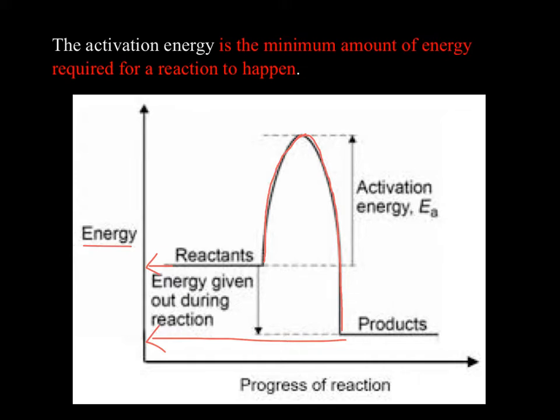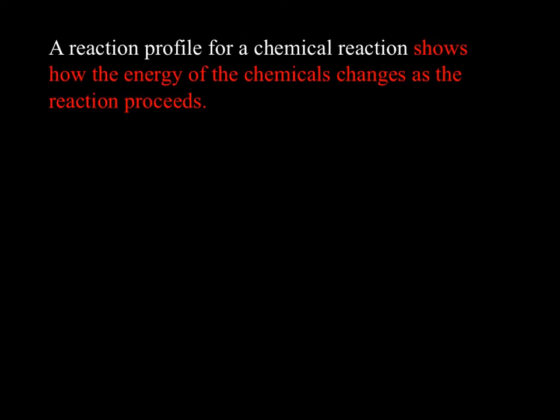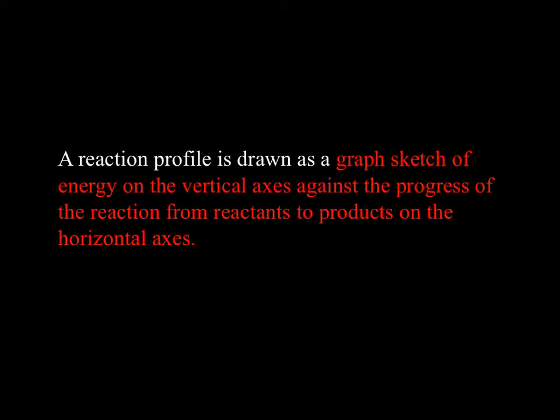So it's really the energy, like I've said, that's needed to break the bonds in the reactants. Now you're going to need to be able to draw one of these energy profile diagrams for both an exothermic and an endothermic reaction. But before that, we're going to write into your notes that a reaction profile for a chemical reaction shows how the energy of the chemicals change as the reaction proceeds. And remember, you can pause the video as you need to. We're going to go on then to say that the reaction profile is drawn as a graph sketch of energy on the vertical axis against the progress of the reaction from reactants to products on the horizontal axis.